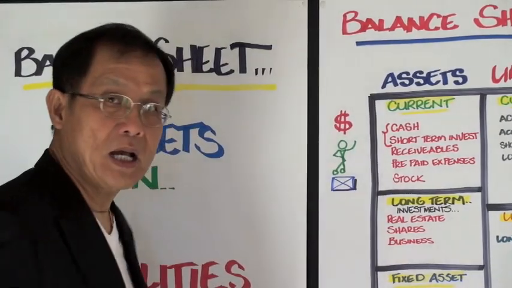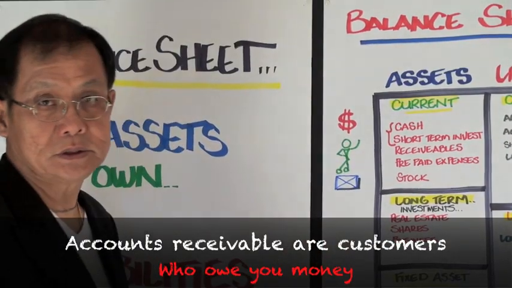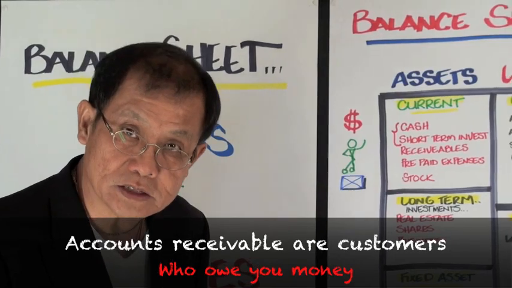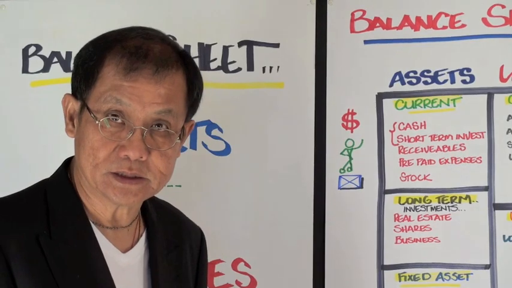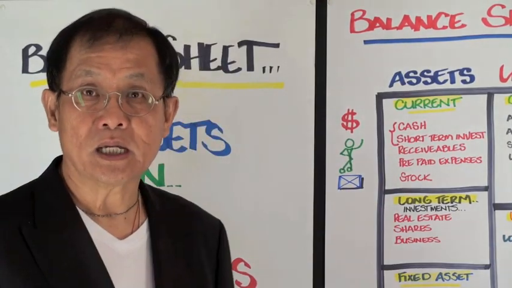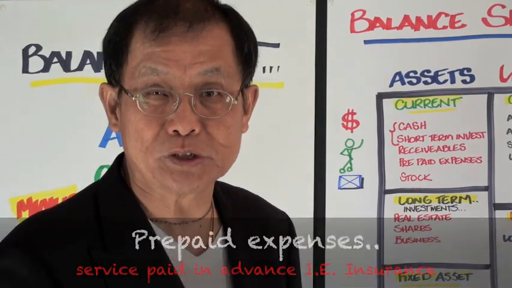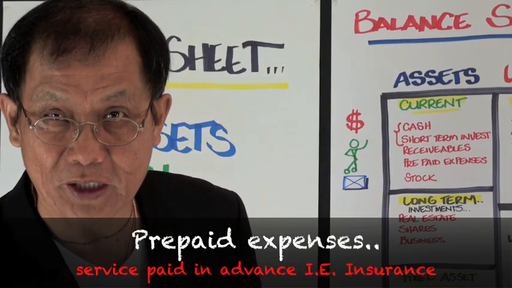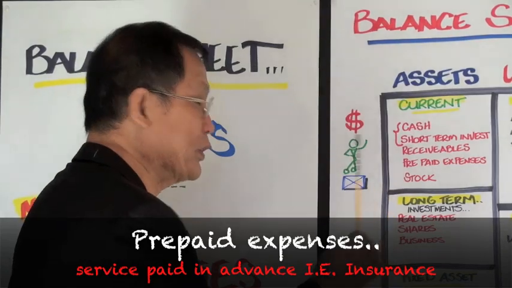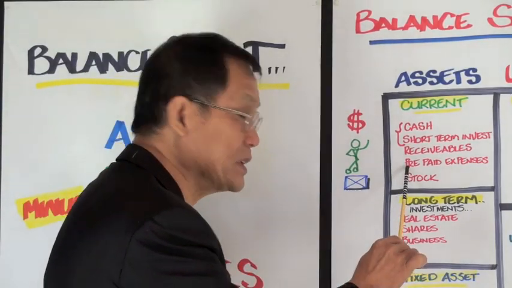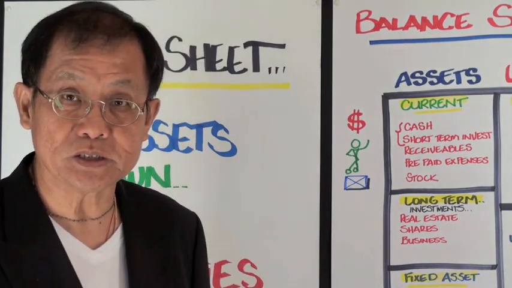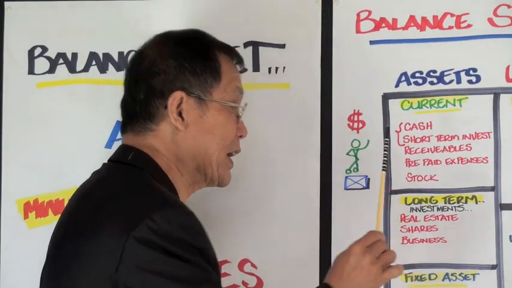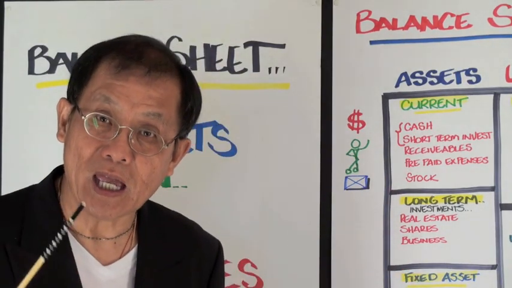Now, accounts receivable are customers who owe you. You have sold to them. They are, in other words, debtors. Prepaid expenses are expenses that you have bought. For example, insurance. You bought insurance and paid for the whole year, but you have not used it up. Therefore, it comes in here as a prepaid expense. Or stationery you have bought but have not used, it comes in as a prepaid expense.